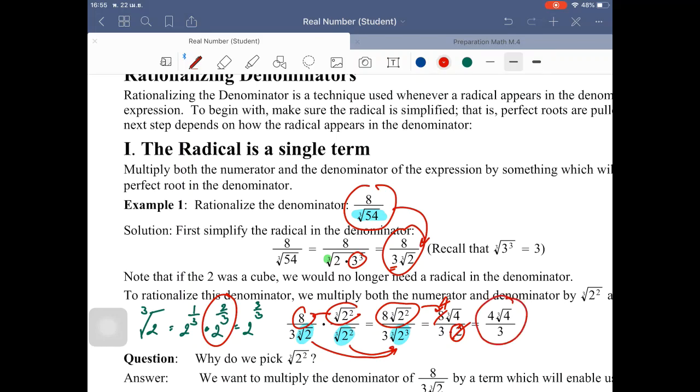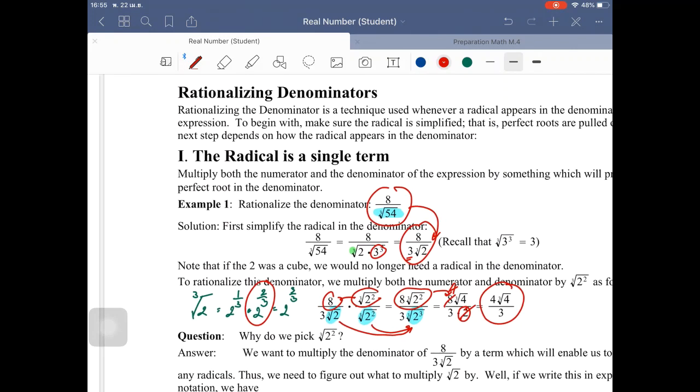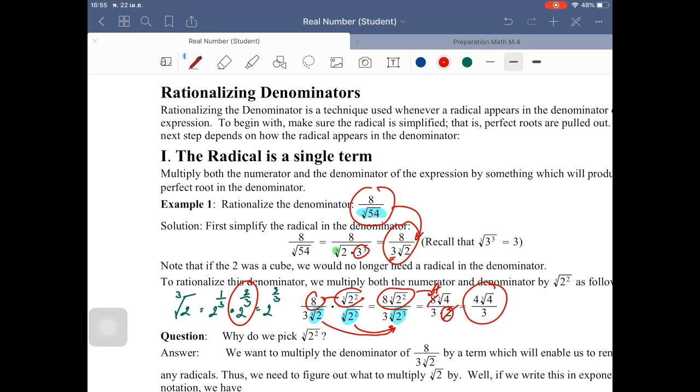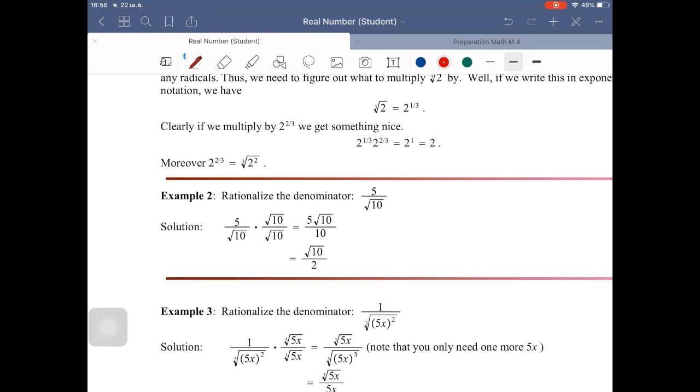Can you notice something? The denominator is not a radical anymore. Try to multiply some number or some radical in order to fulfill the radical and take it out from the radical. That is the point, okay?